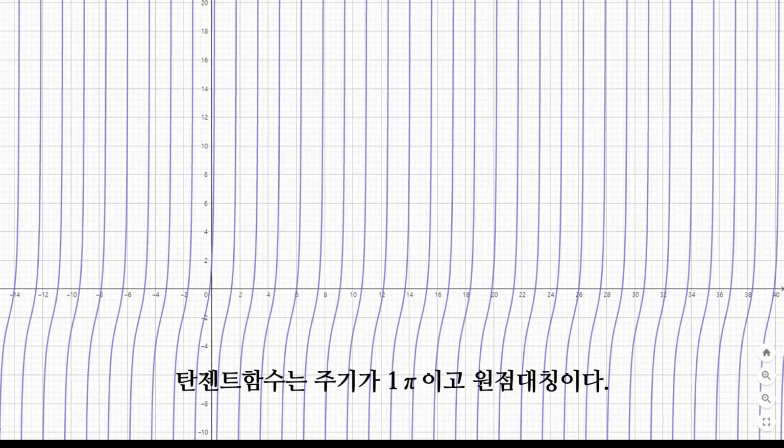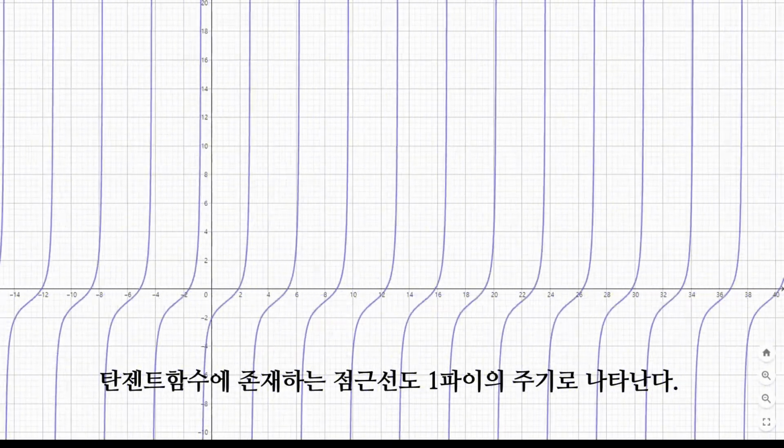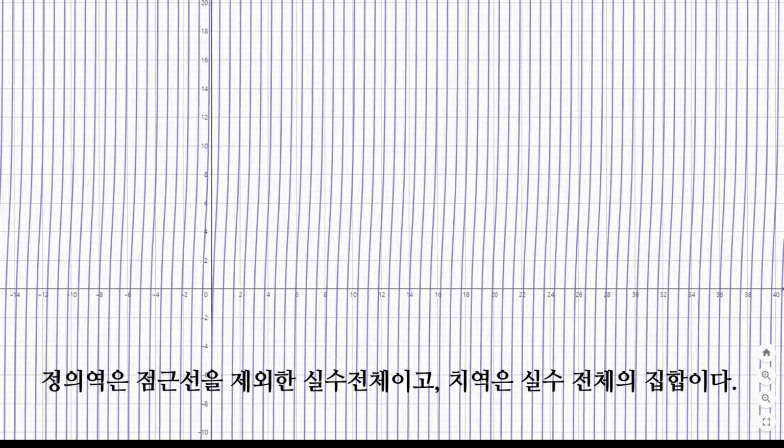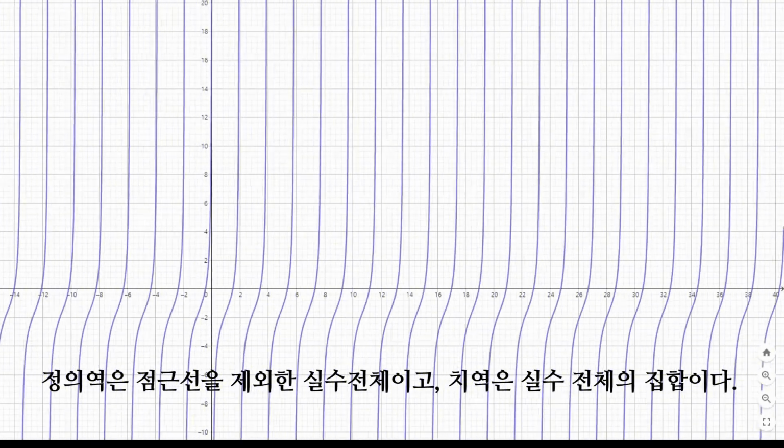The tangent function has a period of pi and is origin symmetric. The asymptotes present in the tangent function also appear in a pi cycle. The domain is all real numbers except for the asymptotes, and the range is the set of all real numbers.